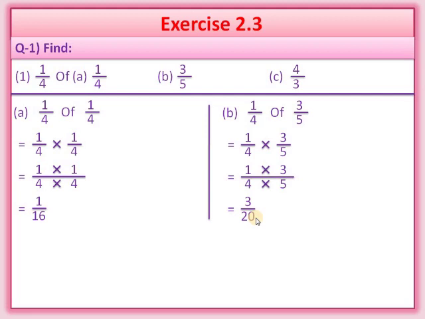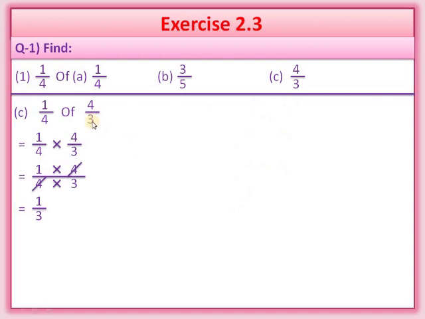Okay, now we will move on to the question C, 1 upon 4 of 4 upon 3, right? Okay, so 1 upon 4 multiplied by 4 upon 3. You know very well what is the meaning of of. Of it means multiplication. Yes or no? Okay, so 1 upon 4 multiplied by 4 upon 3. Here you can see we have multiplied 1 multiplied by 4 upon 4 multiplied by 3. Here in the numerator this is a 4, right? This is the 4. Okay, and in the denominator this is also 4.